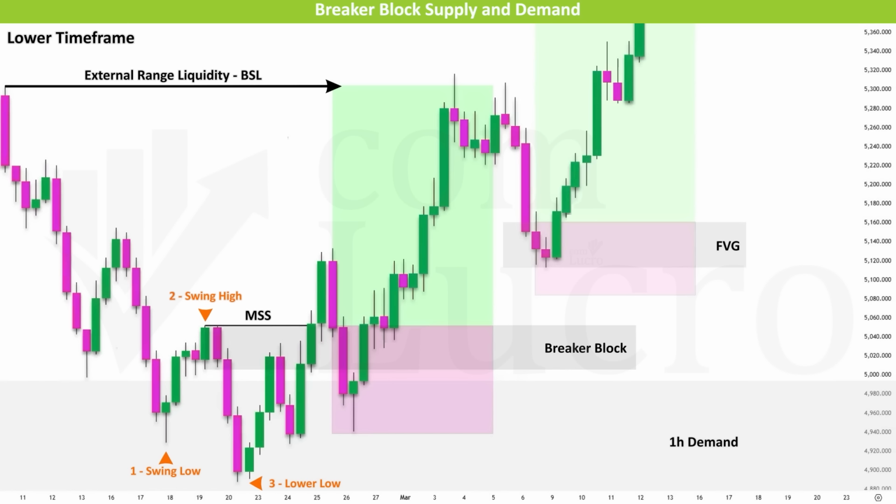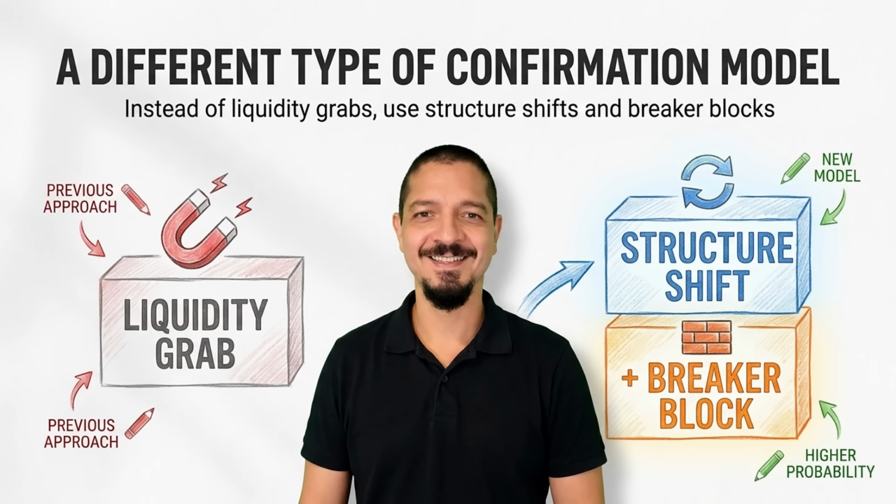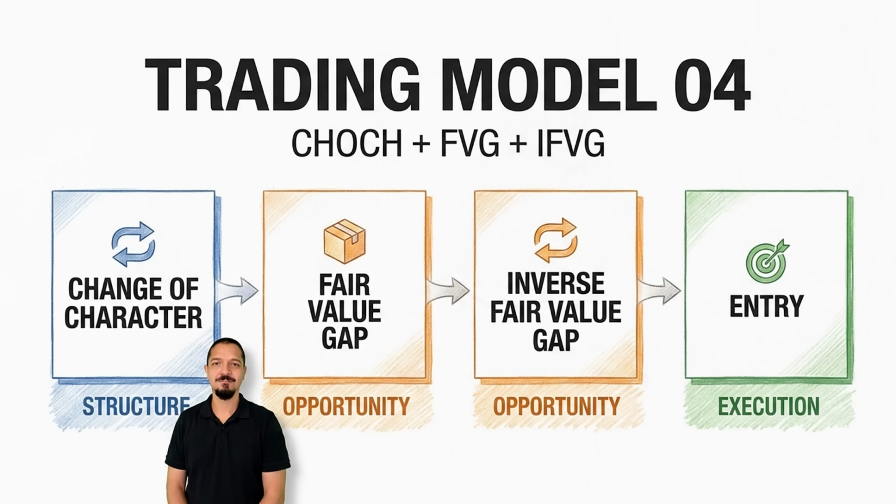On the bearish side, the same logic applies, just in the opposite direction. The previous strategy used supply and demand zones together with market structure shifts and breaker blocks to confirm entries. However, there are situations where traders prefer to focus on a different type of confirmation. Instead of waiting for a breaker block, this next model combines higher time frame changes of character with fair value gaps and inverse fair value gaps to identify potential reversals and continuation opportunities.